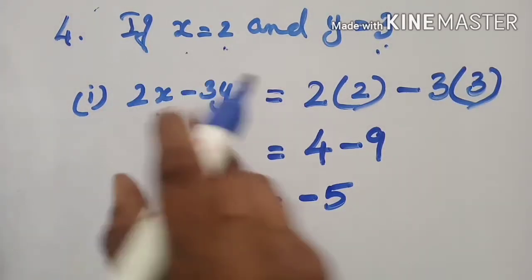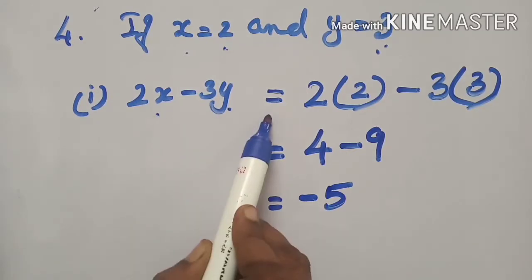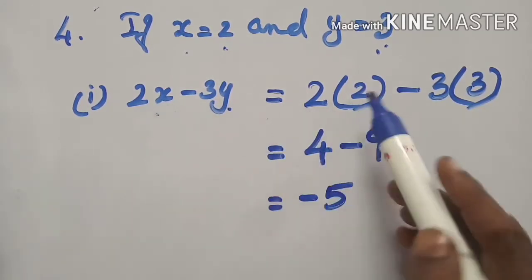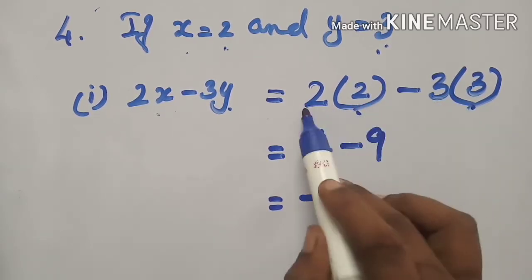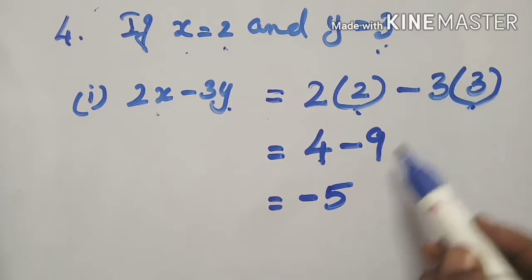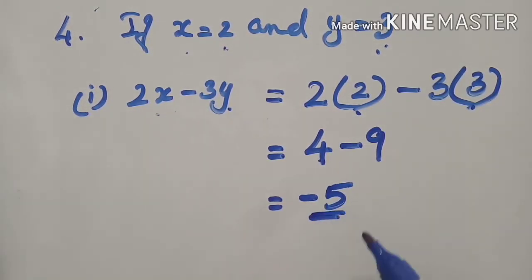If x is equal to 2 and y is equal to 3, the value of 2x minus 3y is 2 into, instead of x, substitute 2, and instead of y, substitute 3. So 2 2s are 4 minus 3 3s are 9. This is plus 4 minus 9. The answer is minus 5. I'll go with the next sum.